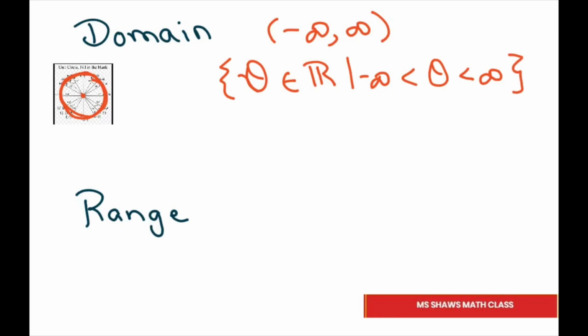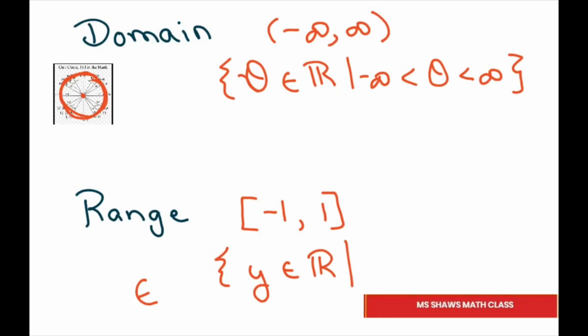However, on the range, if you looked at the graph, we only went from 1 to negative 1. So if you use interval notation, that's negative 1 to 1. And for set notation, you would go y belongs, that's a C with a line, all real numbers, draw 2 lines and an R, such that y is in between or equal to negative 1 and 1.